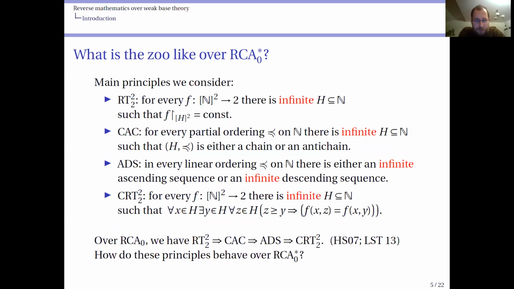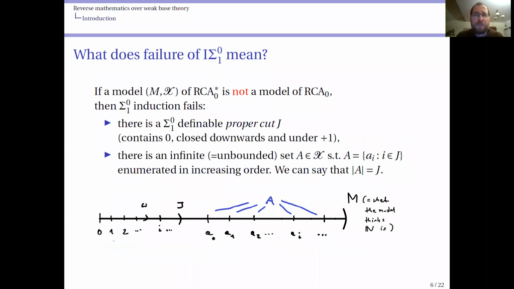So what happens here is all of these principles say that for every coloring of some sort, there is an infinite set that does something. Well, in the case of Ramsey, it's homogeneous, and in the other cases, it's something weaker. And it turns out that failure of sigma-1 induction means that the notion of what it means to be an infinite subset of the natural numbers becomes a little bit problematic, and we have to spend some time discussing that, because that really matters for this setting. So if you've got a model of this weaker base theory, RCA0 star, that's not a model of the stronger one, RCA0, then that means exactly that induction for some sigma-1 property fails.